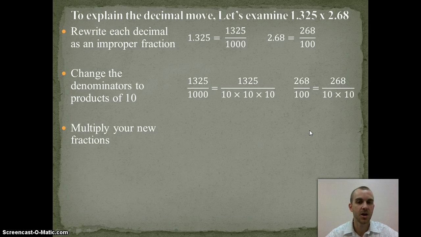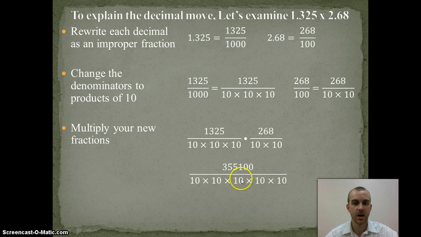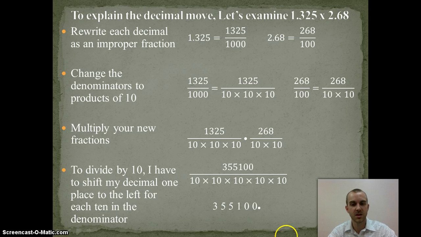Now when I multiply my fractions, I'd end up with my large value at the top, 355,100, and then it's divided by 5 tens. Now if we remember from previous sections, when I divide by 10, all I'm doing is shifting my decimal place, and that's where this becomes so easy. So I say I'm dividing by 5 tens, so I'm going to have to move my decimal place 5 times to the left. 1, 2, 3, 4, 5. And my answer becomes 3 and 551 thousandths.